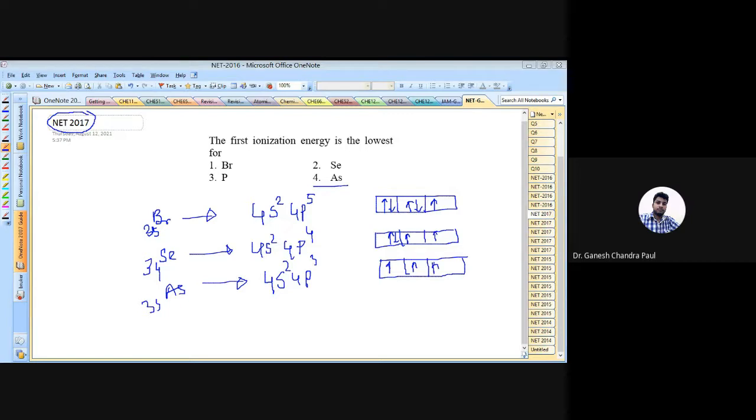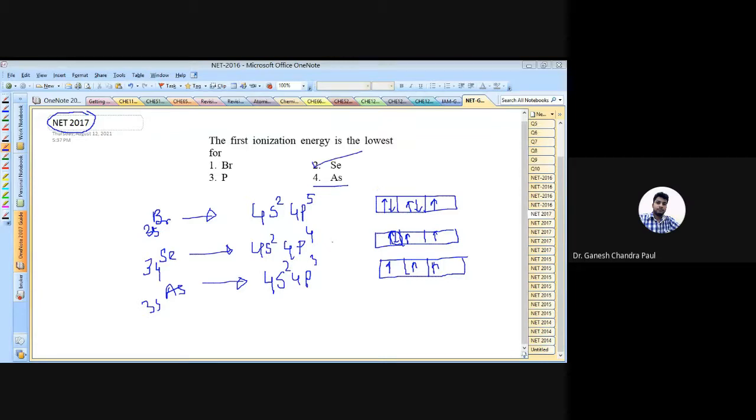Yes, more stable. But the first ionization energy is lowest. Lowest, it is selenium. Why? Because on removal of this electron, selenium will get this half-filled electronic configuration, right? That's why less amount of energy is required. Yes, selenium is the right answer.